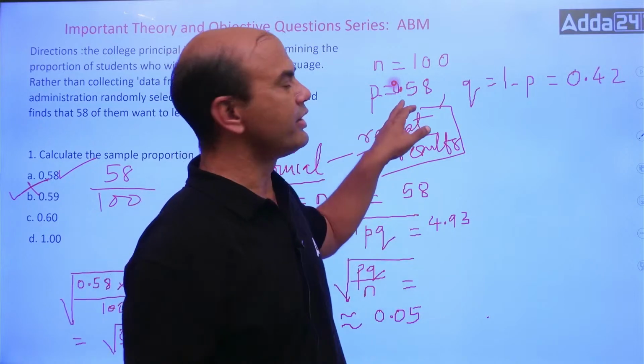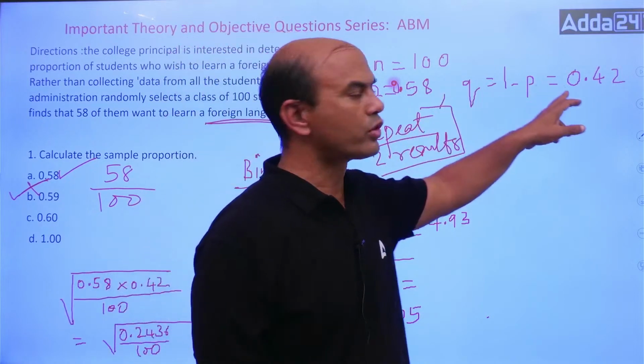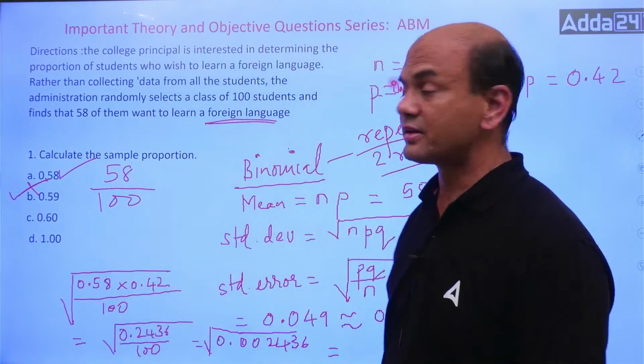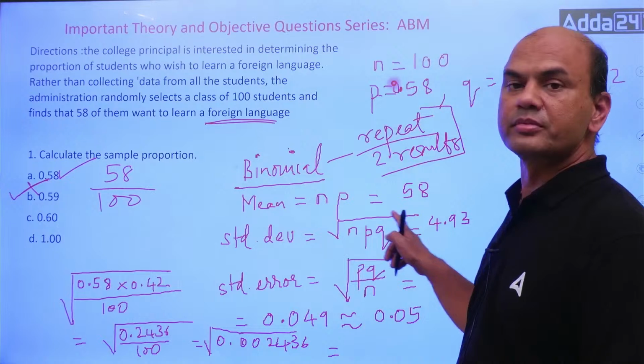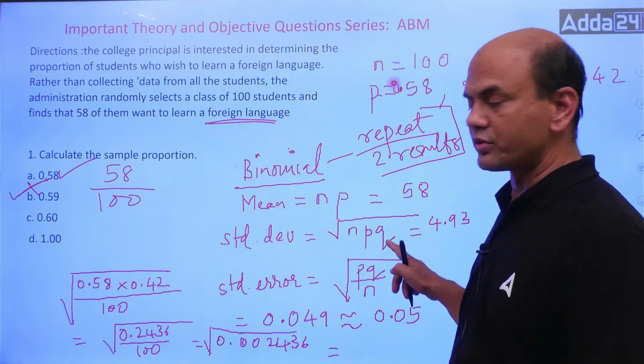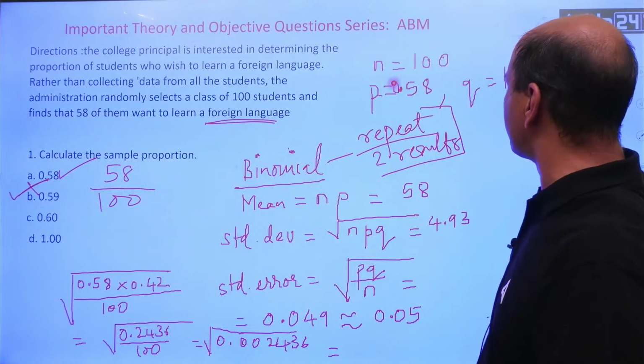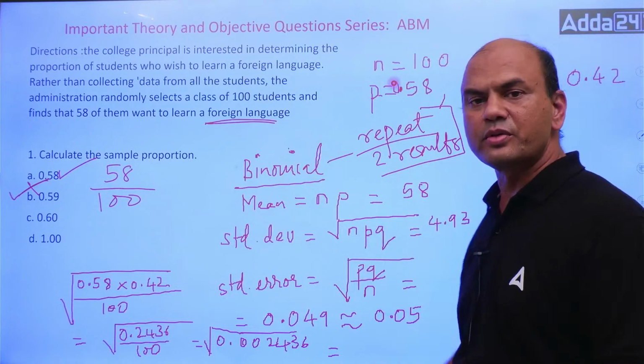So 0.58 is the success. So 0.42 will be the failure. And what is the standard deviation then? Root of NPQ, square root of NPQ. So square root of, multiply this: 100 into 0.58 into 0.42. Multiply this and get the square root.